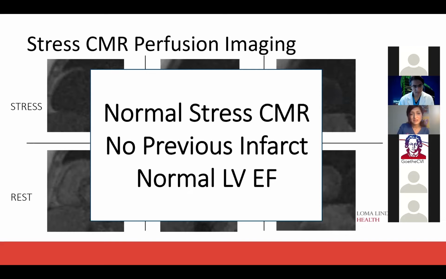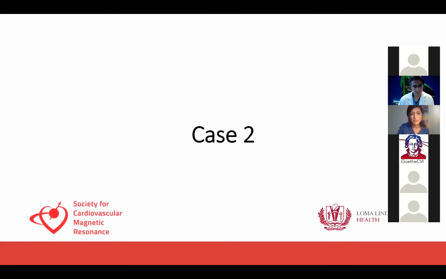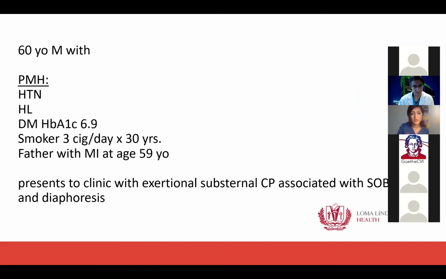Next slide, please. Okay, so case 2 is a 60-year-old male. He has past medical history of hypertension, hyperlipidemia. His hemoglobin A1C is 6.9, so he has a milder version of diabetes. He's a smoker. He smokes 3 cigarettes per day for 30 years. And he also has family history with father with myocardial infarction at age 59, although his father was also a smoker. He presents to our clinic with exertional substernal chest pain associated with shortness of breath and diaphoresis.